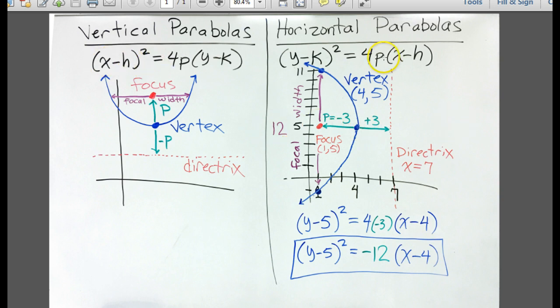Notice how the model changes. If we're dealing with a vertical parabola, the x part of the equation is squared. If we're dealing with a sideways or horizontal parabola, the y portion of the equation is squared. So keep that in mind.